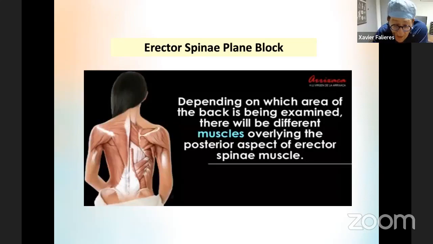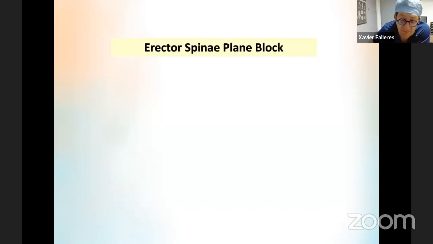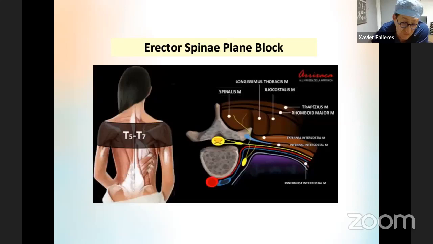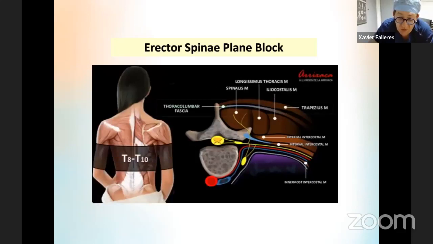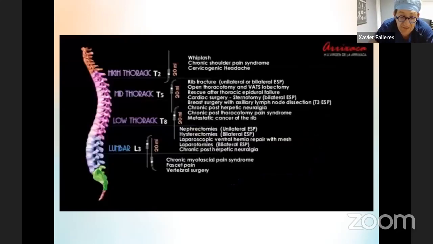So where do you need to give your block? It depends on what you want to reach. Mostly for thorax surgery, we give it at T5, T7, but you can give it also for abdominal surgery, T8, T10. When you go very high, you can give it for shoulder pain. Then you go to T5 for rib fracture, thoracotomy, thoracoscopy, rescue after thoracic epidural failure, for some cardiac surgery, sternotomy, breast surgery.